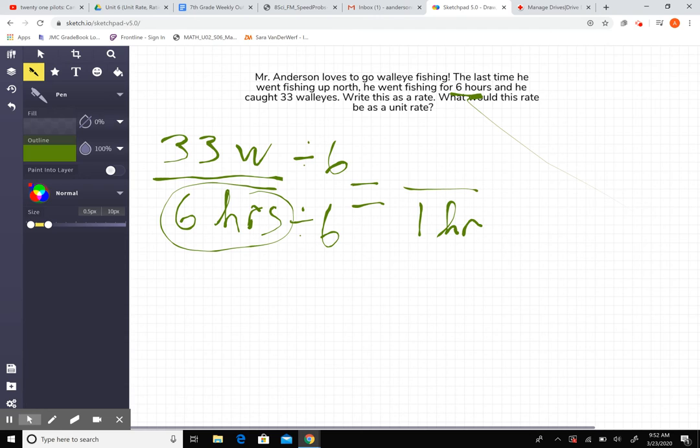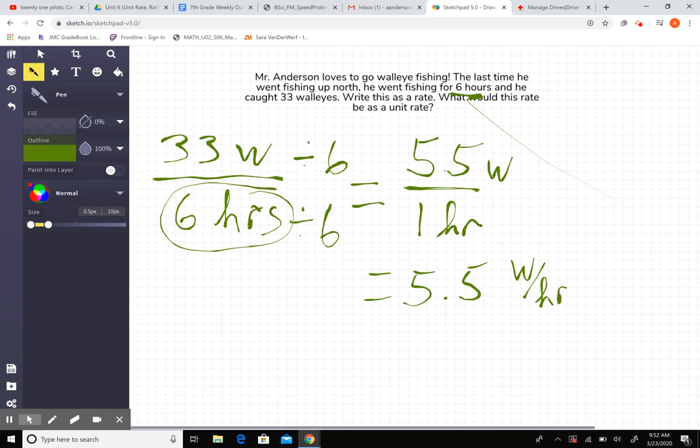Okay, and then if I do 33 divided by 6, that's going to be about 5.5, I think, if you do it in your calculator, walleyes per hour, per 1 hour. So I could also write that as 5.5 walleyes per hour. And again, I'm just using W to abbreviate the walleyes and HR to abbreviate hour.